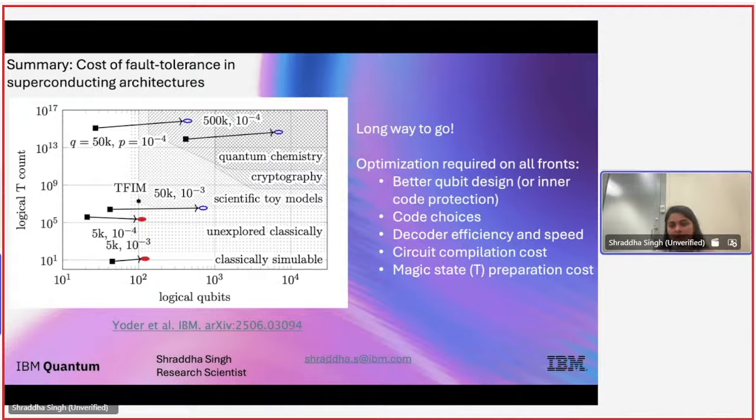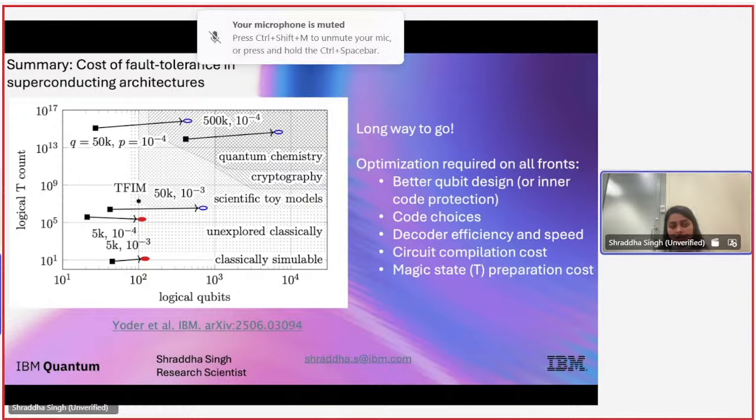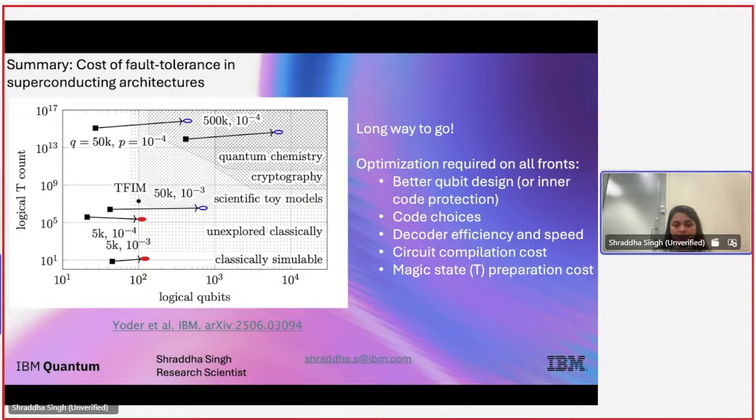And then finally, the magic state preparation cost. I did not dive deep into this problem, but magic states are some of the resource-heavy components of the quantum computer, and we would like to bring the resource overhead of magic state preparation down, such that the non-Clifford operations can be done with just the same efficiency as the Clifford operations.